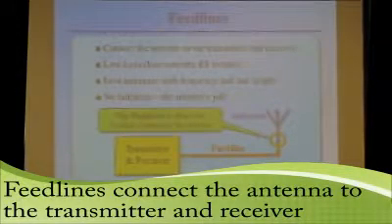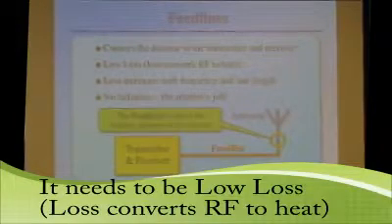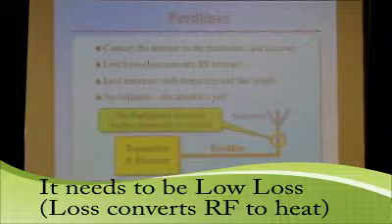Okay, feed lines. Again, another very important area of your station that in many cases is neglected. It connects the antenna to the transmitter and the receiver. What you need, though, is for it to be low loss. Loss occurs whenever it converts the RF to heat. And you don't put coax up to create heat, or you don't put a feed line up to create heat. So you want something that's as low a loss as possible.